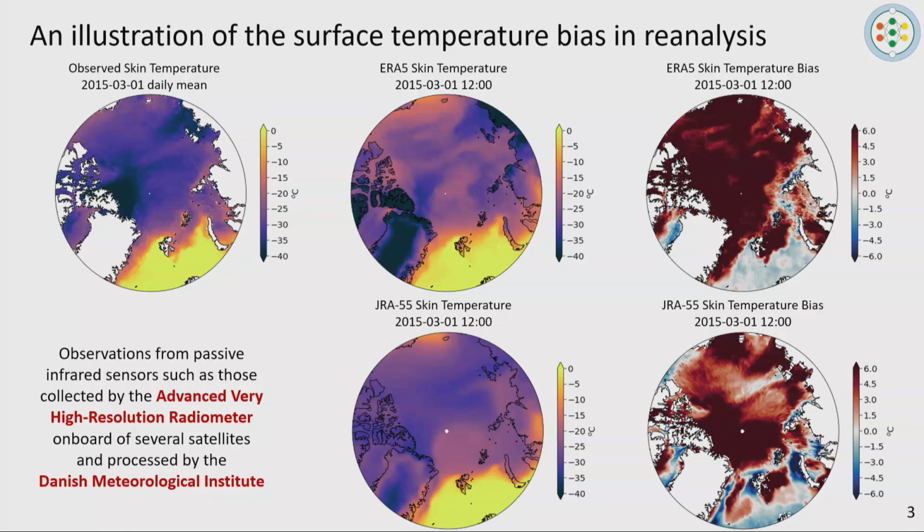Let's have a look at the situation. This is just a single snapshot. Here you have observations from satellites. Those are thermal measurements of the surface. Here we have the reanalysis field for ERA5 and GRA55. Here we have the daily mean. This is just a snapshot of the reanalysis. And here you see the difference, and you see that the biases are substantial and are mostly positive. And also we see that they are not constant in time and space. We know that they are prominent in clear sky conditions.